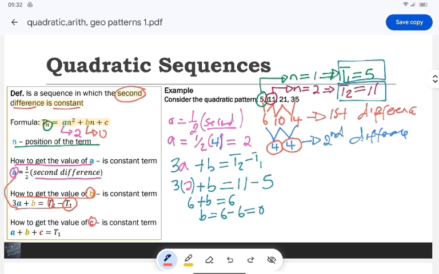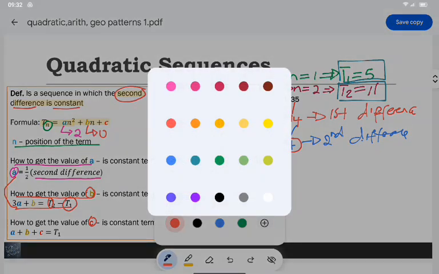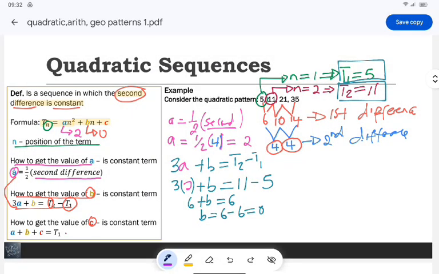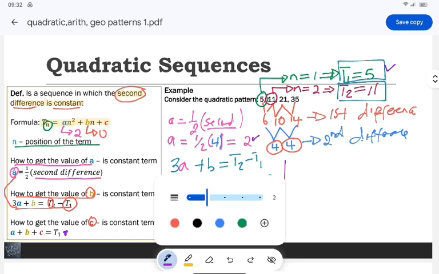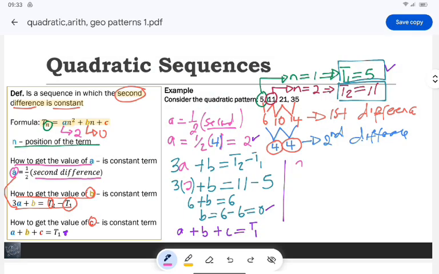So going forward, how can we calculate the value of c? The formula is this one here. We're going to say a plus b plus c is equal to T1, and we have term number 1 here. We have calculated the value of a, and we have calculated the value of b. So we're just going to substitute now. What is our value of a? Our value of a is 2.